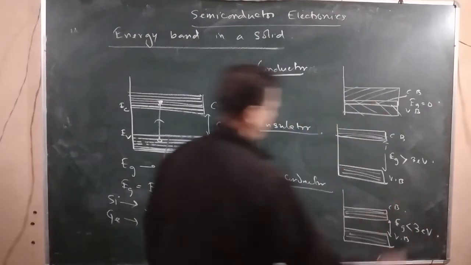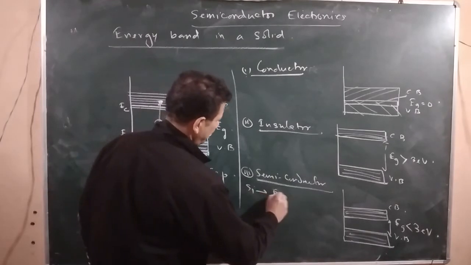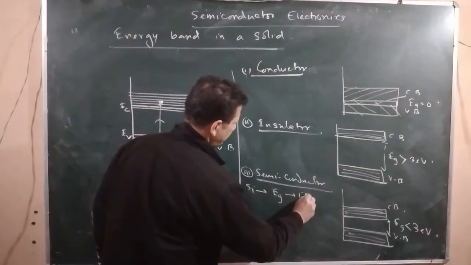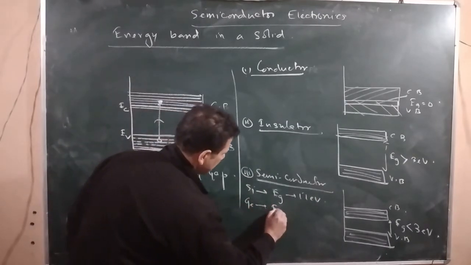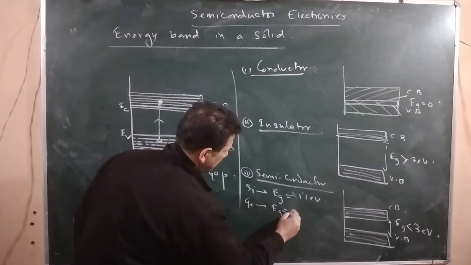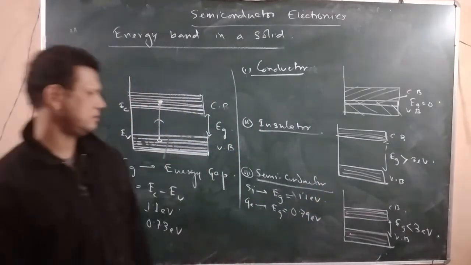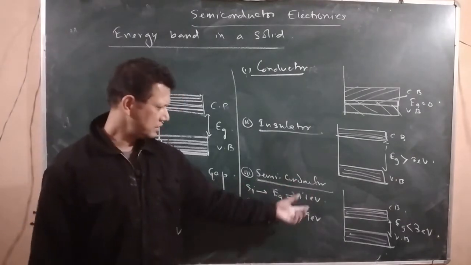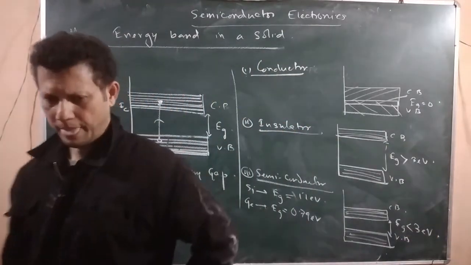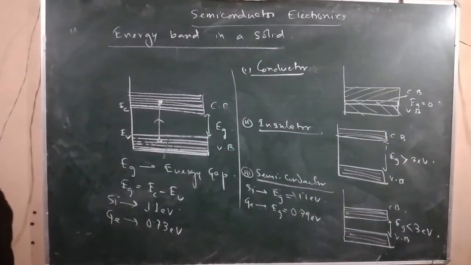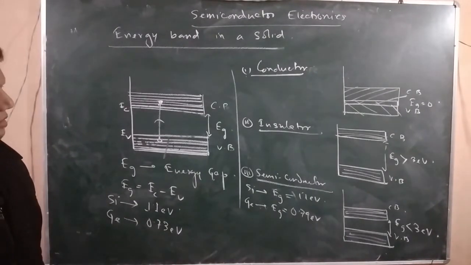Okay. So next what you have to remember: for silicon the value of energy gap is 1.1 electron volt, and in case of germanium the energy gap is 0.74 or 0.73 electron volt. And for different types of semiconductor material this energy gap will be different, but it will be less than 3 electron volt. So this is all about energy band in a solid.